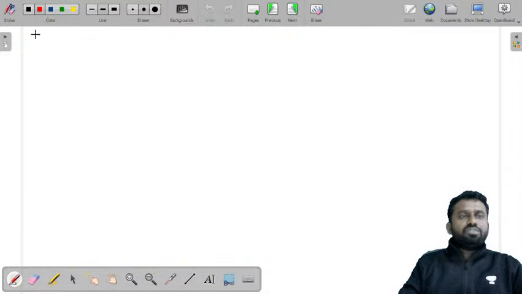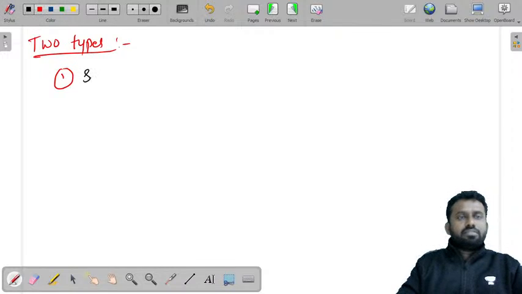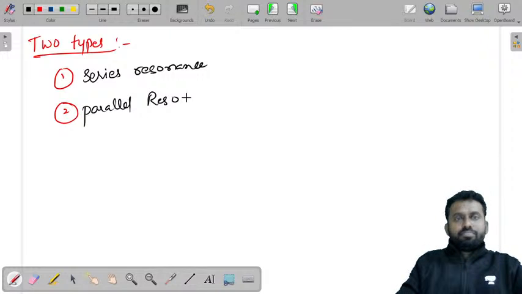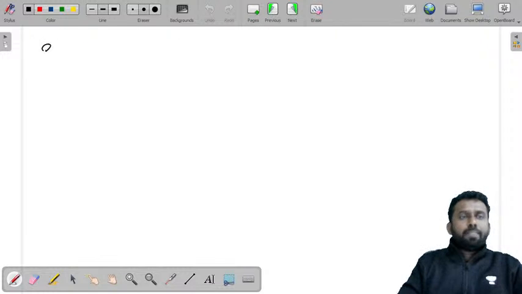So we have two types of resonance circuits. One is series resonance and the other one is parallel resonance. Now let's look at series resonance.